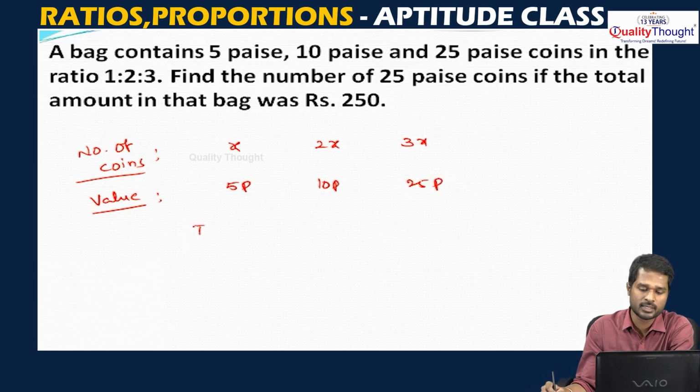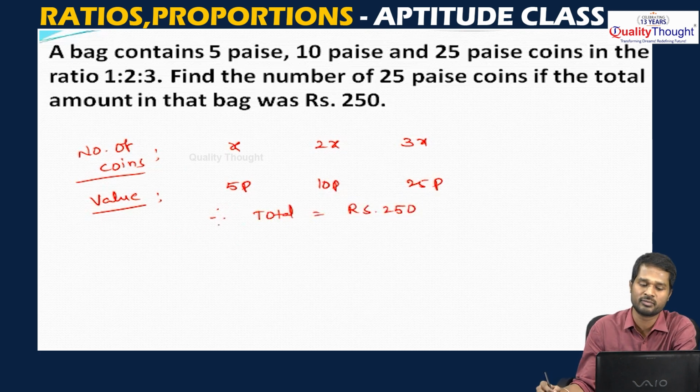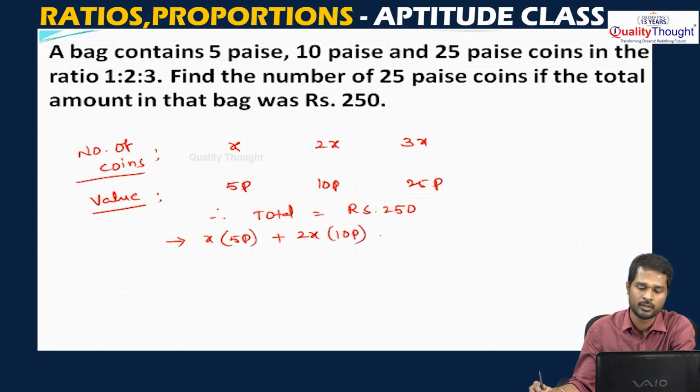Now the total value he has given. Check in the question, he has given the total amount as rupees 250. We have just seen that to get the total amount, multiply the value with the number of coins. So let's write that: x coins of 5 paisa, which is x into 5p, plus 2x coins of 10 paisa, 2x into 10p, plus 3x coins of 25 paisa, 3x into 25p. This is the total amount he has given, rupees 250.